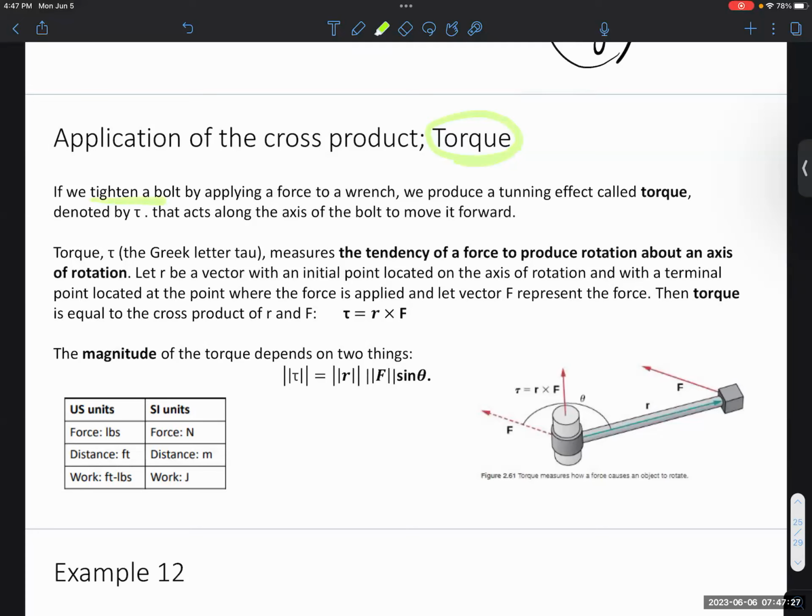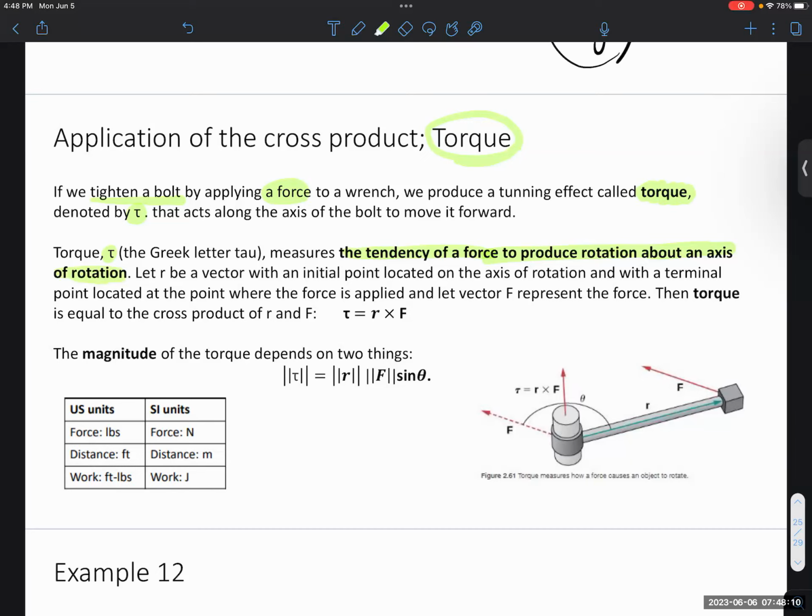If we tighten a bolt by applying a force to a wrench, so you're trying to tighten your bolt, you need a force. And if you're producing a turning effect, because you are not just pushing or pulling, you have to actually rotate it, that force we call torque, denoted by that symbol, that acts along the axis of the bolt to move it forward. Torque, this is the Greek letter tau. It measures the tendency of a force to produce a rotation about the axis of rotation.